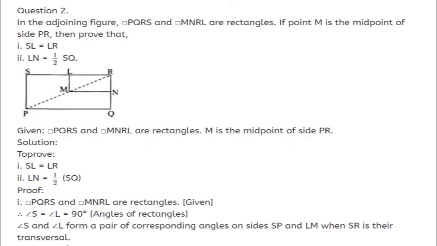Now coming to question number 2. Quadrilateral PQRS and quadrilateral MNRL are rectangles. If point M is the midpoint of side PR, then prove that SL is equal to LR and LN is equal to half of SQ. Two things are there to be proved. Now look at the figure. Figure is given.